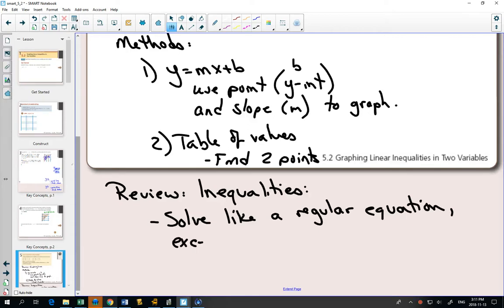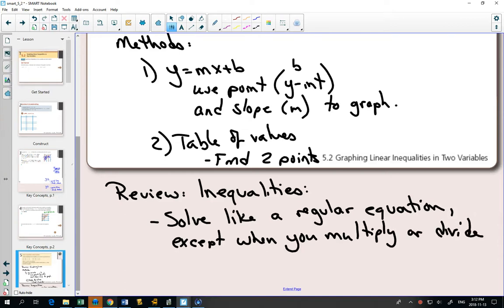The one special rule is when you multiply or divide by a negative, what do you have to do? You have to switch the thing like that. Let's write flip the sign.